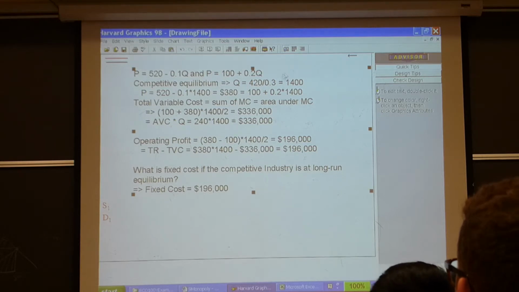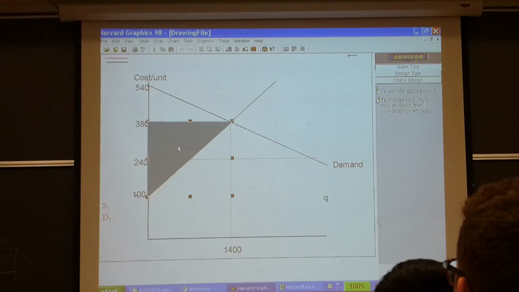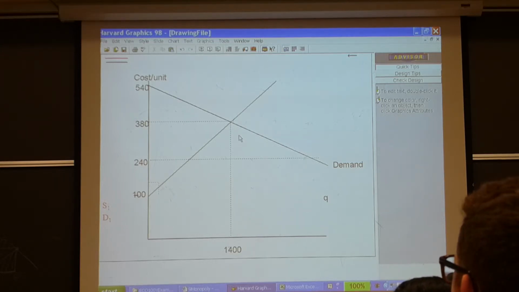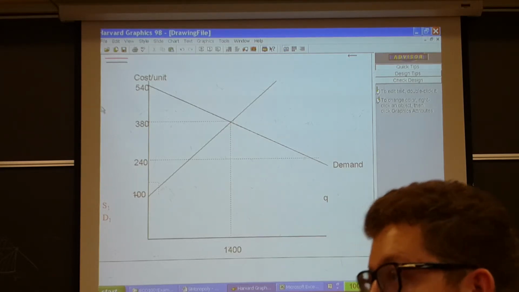So let's draw this diagram then. As we have it, I'm going to get rid of this. And I need to draw the average cost function. Where would it be? At long run equilibrium, where would the average cost function be? Long run equilibrium for the competitive firm. Where would it be? Yes, Carl. I want to say it's at the equilibrium. Yes, so we have the average cost at the equilibrium.